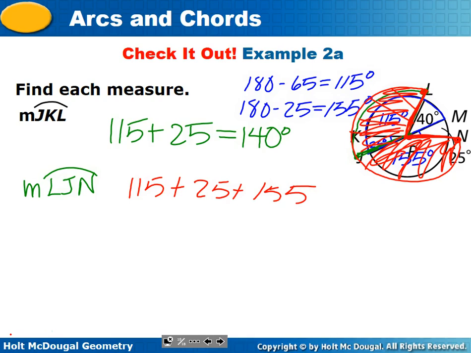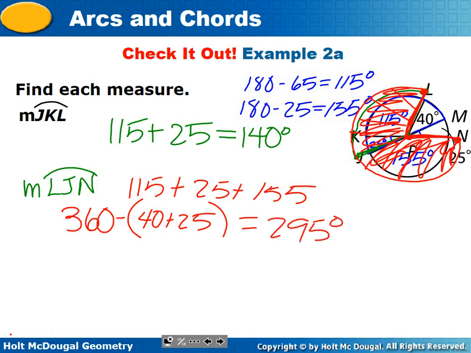Or we could add these two parts together, the 40 plus the 25, and whatever that number is, we could have subtracted it from 360. Again, you can do this either way, it doesn't matter. No matter which way I go, the answer is 295, because 65 from 360 is 295. And when I add up these numbers up here, it is also 295. So that is the measure of that arc, LJN.